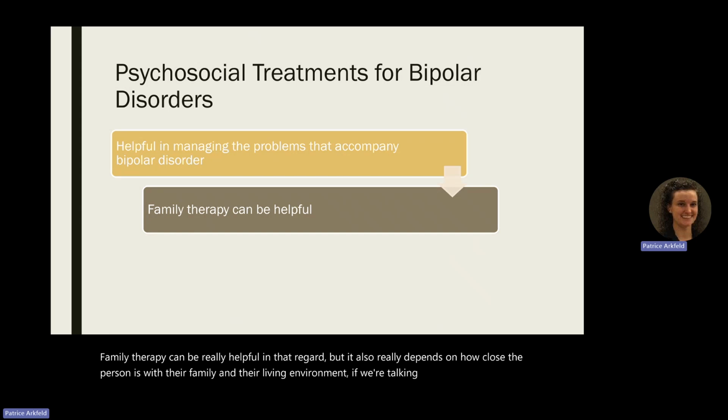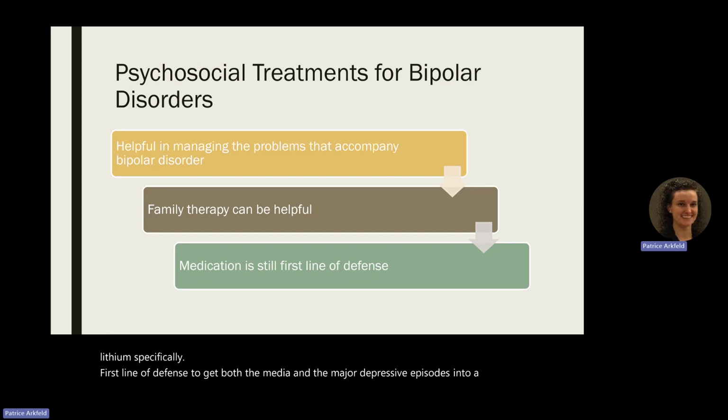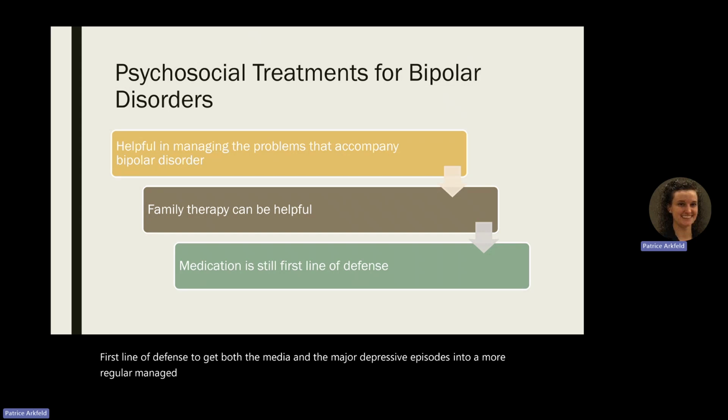If we're talking about family therapy for a family that lives 2 hours apart from one another, probably not helpful. But if you're talking about family therapy for someone who lives at home with the family or lives in the same town and they see each other frequently, family therapy might be a good option. But across the board, medication is still the first line of treatment for bipolar related disorder, lithium specifically. First line of defense to get both the mania and the major depressive episodes into a more managed, regulated level. And then maybe adding in some psychosocial treatments.